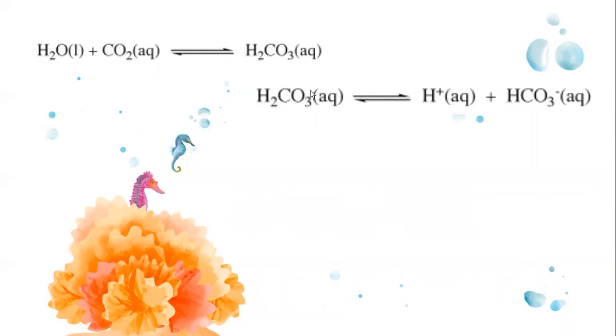Now, this is important to understand because this adds an extra step into that outgassing process, right? So once this carbonic acid dissolves further into ions, there are 2 steps now that the carbon in this molecule has to go through to get back into carbon dioxide. First, it has to go into carbonic acid form, and then that carbonic acid has to react back into carbon dioxide and water before it can leave the ocean.